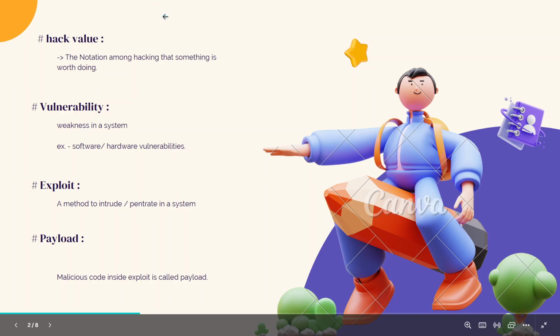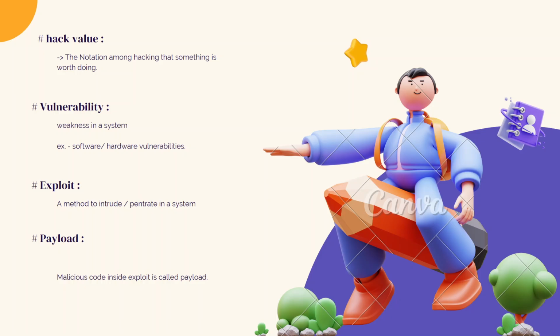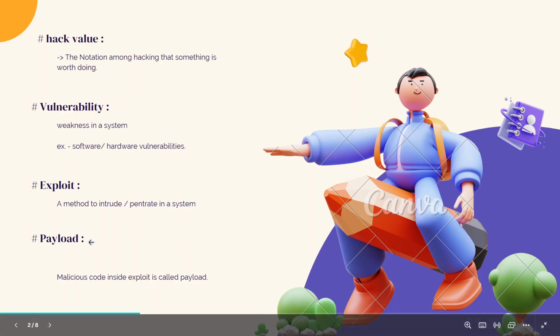There are some key points we have to learn before learning our course. First, hack value: the notion among hackers that something is worth doing. Another is vulnerability: a weakness in a system, such as software or hardware vulnerabilities. Exploit: a method to intrude or penetrate a system. And payload: the malicious code inside an exploit is called payload.